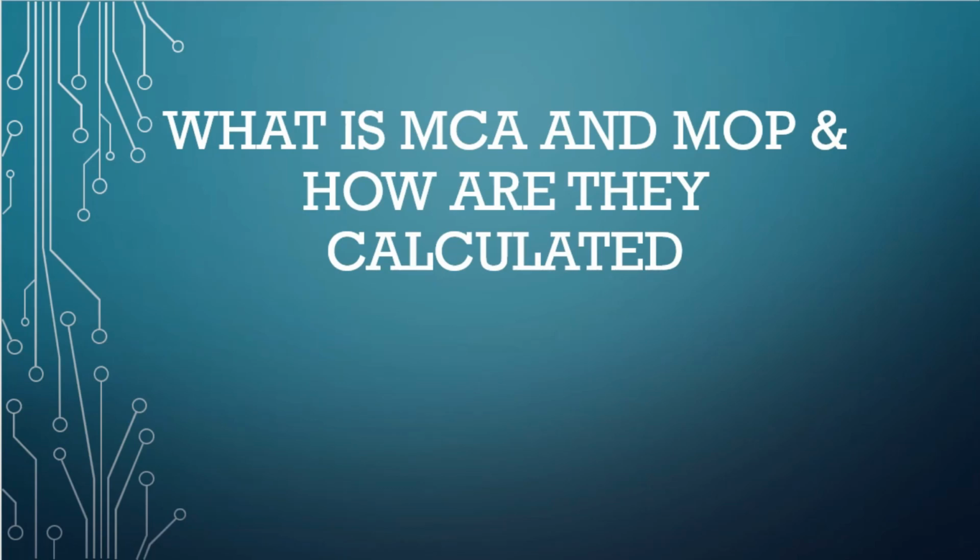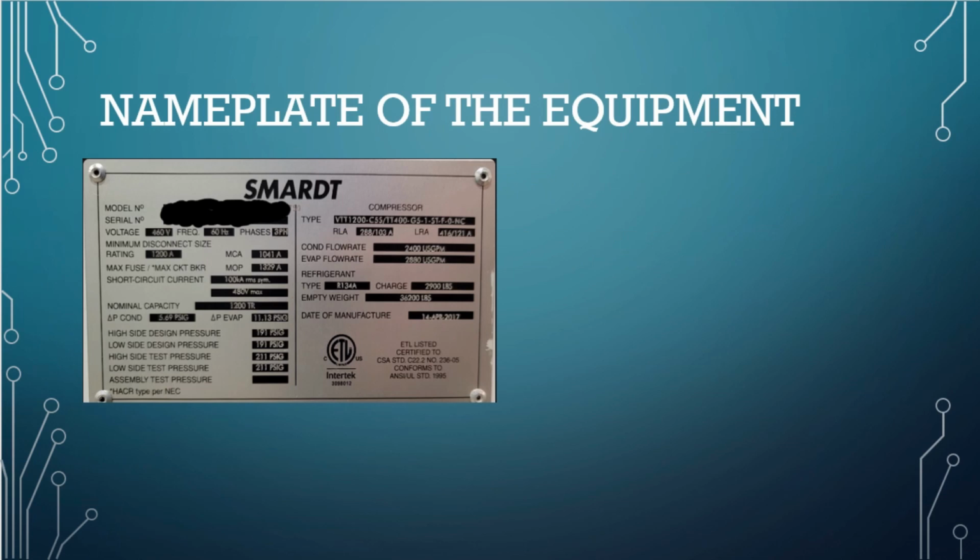Hello everyone. Today I'm going to talk about what MCA and MOP are and how they are calculated. These two values are published on the nameplate to ensure proper wire sizing and safe operation.